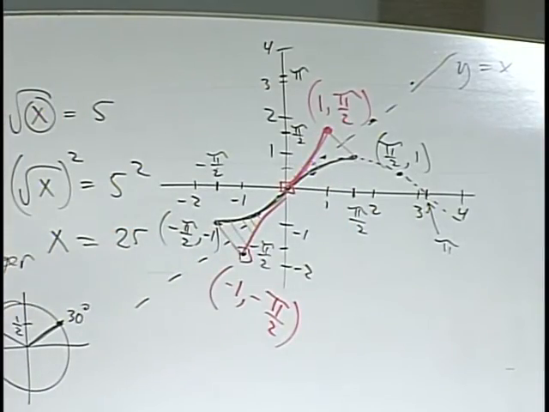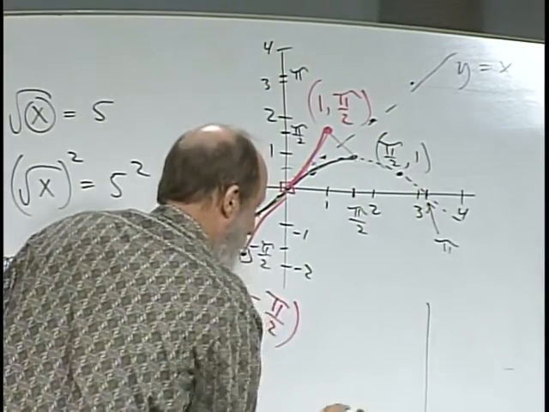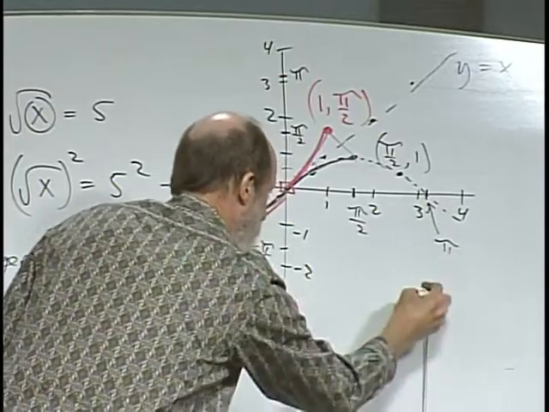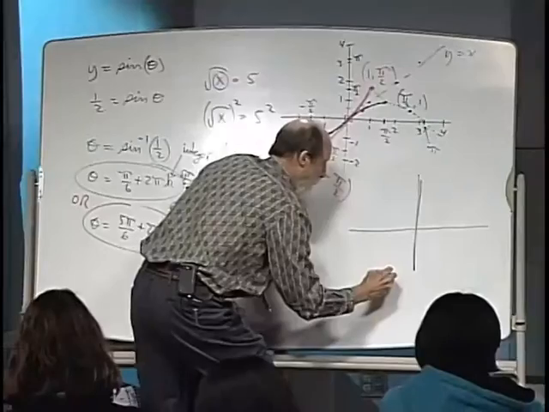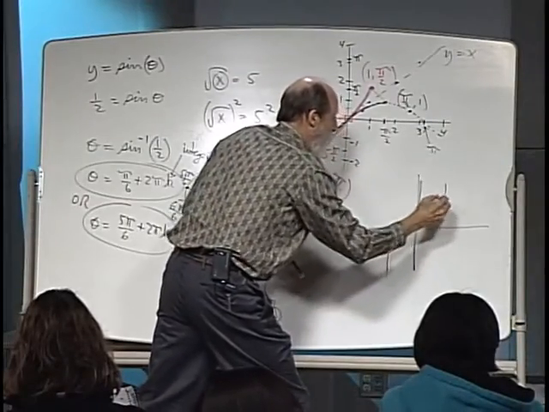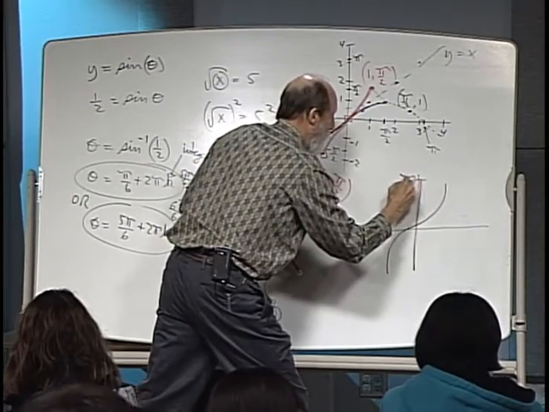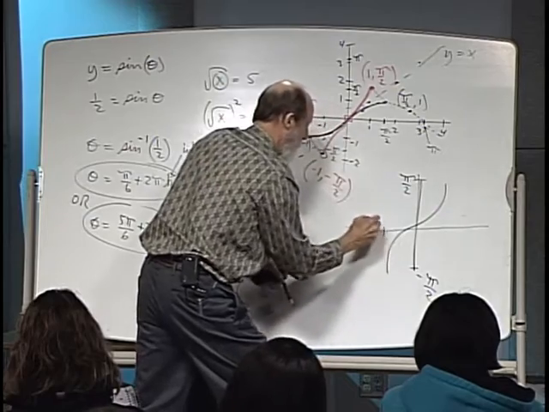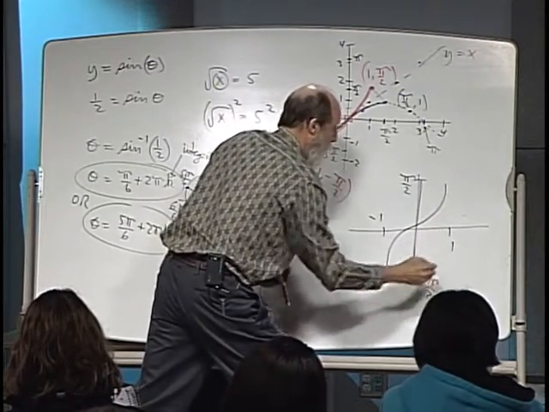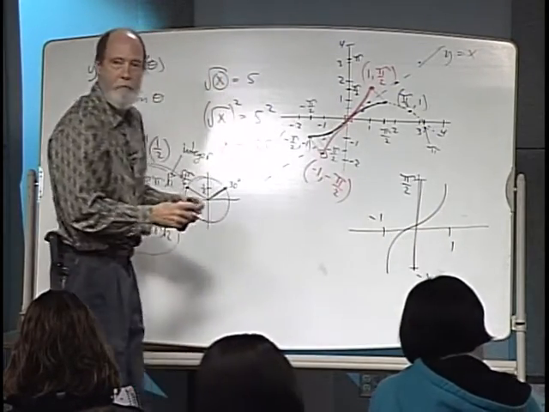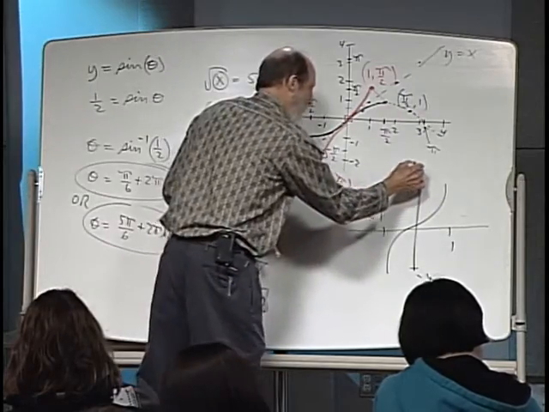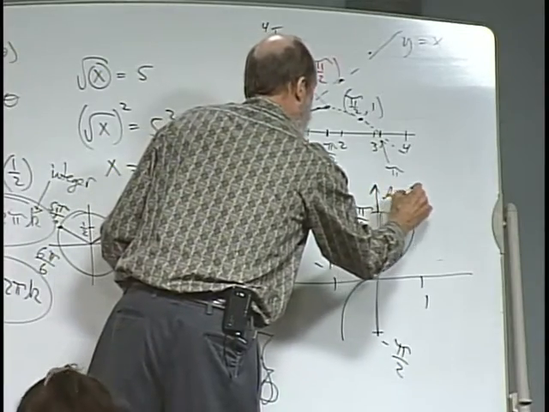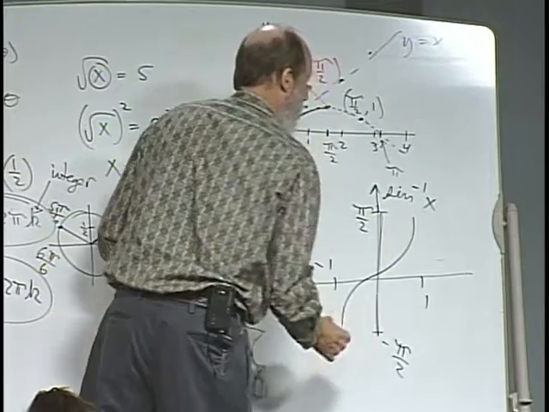The red thing. And what I'm going to do is draw it here for you in an expanded format so you can see it. It goes as high as pi over 2 and as low as minus pi over 2, and it has a restricted domain from minus 1 to 1. This graph is called the inverse sine of x.